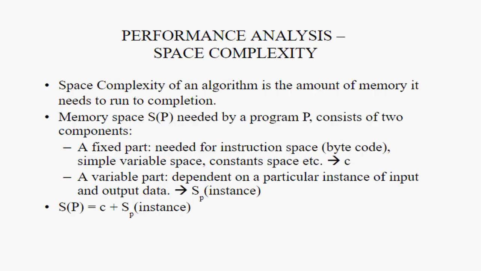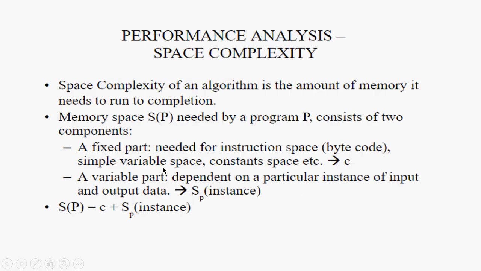Next is the space complexity. When we want to work on certain code, or try to solve some problem, obviously we need some space for executing the program. There are two things: the fixed part and the variable part. The fixed part is the amount of memory that you use for the instructions themselves, maybe the byte code. And the variable part is the amount of space that you use for your input as well as the output. This one varies depending upon your problem type.